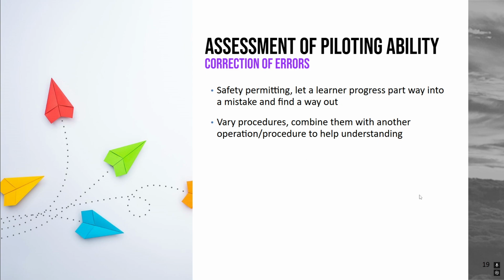Correcting errors, safety permitted. Let a learner make mistakes, safety permitting. Let them slam a couple landings in to show them what it's like to do that. And if you grab those controls too soon, then they're not going to learn. A lot of times, students learn the most from errors that they make. So vary procedures and combine them with another operation procedure to help understanding.